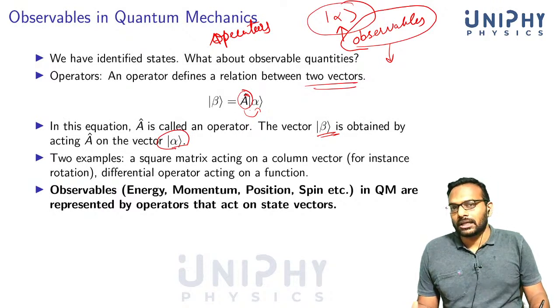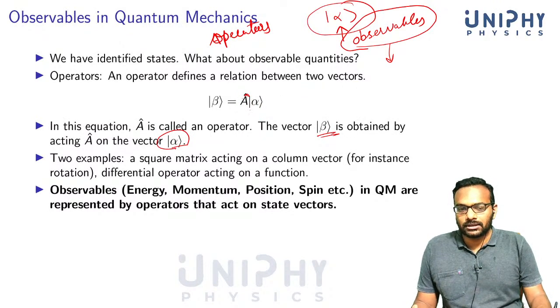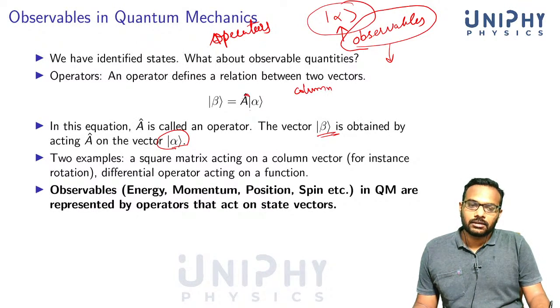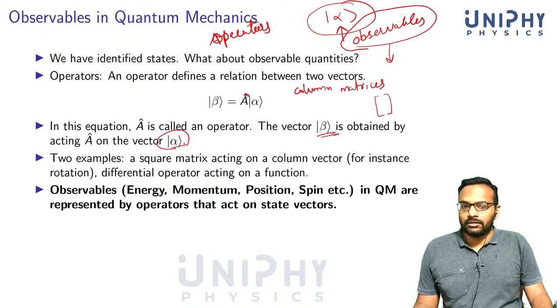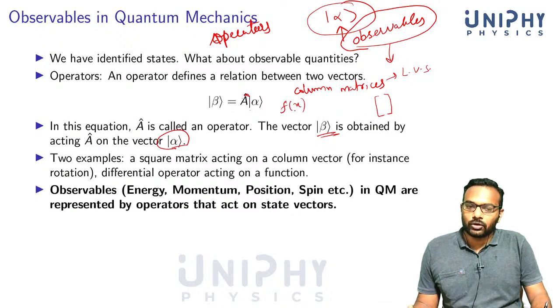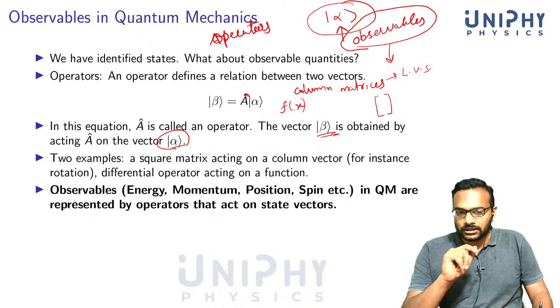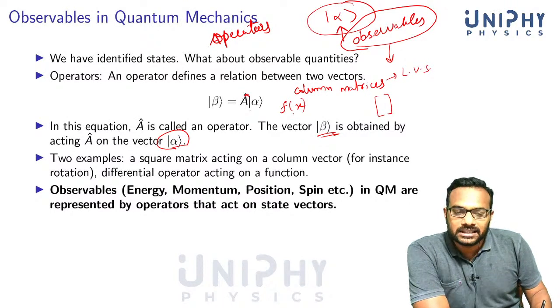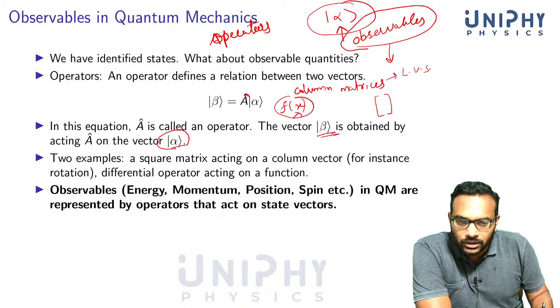Now I'll give you two examples for this. For vectors in linear vector space, you will have, for example, column matrices. If you look at column matrices, you will see that they follow all the axioms of linear vector space. So you can say that column matrices form a linear vector space. Also complex functions, like f of x, which means that corresponding to each x, this function gives you a complex number.